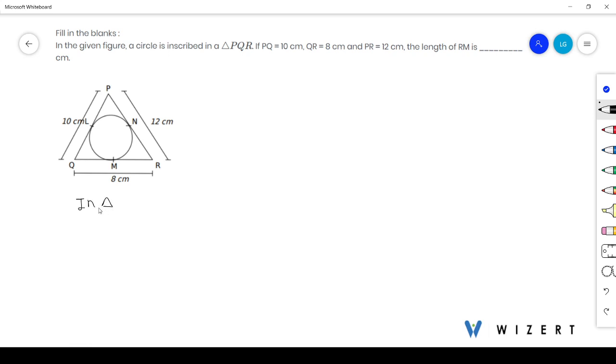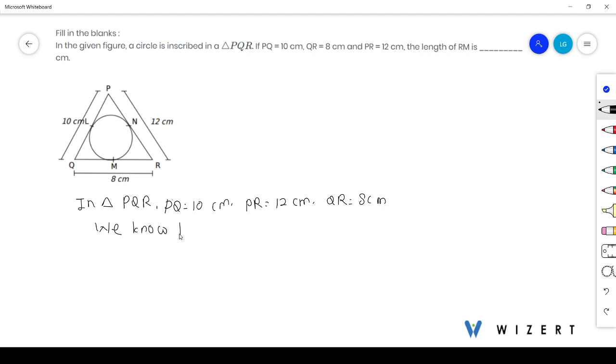In triangle PQR, here we have given PQ equals 10 centimeters, then PR equals 12 centimeters and QR equals 8 centimeters.